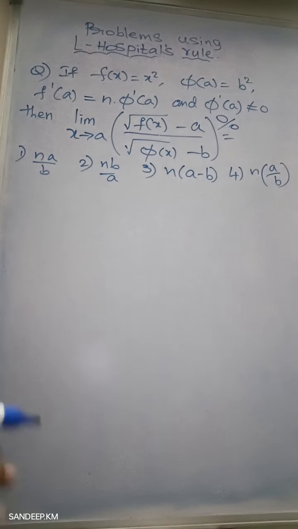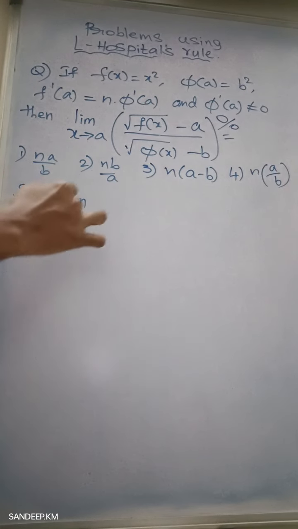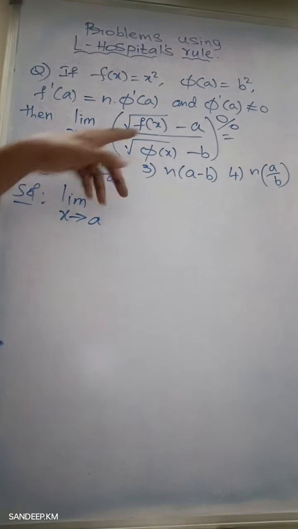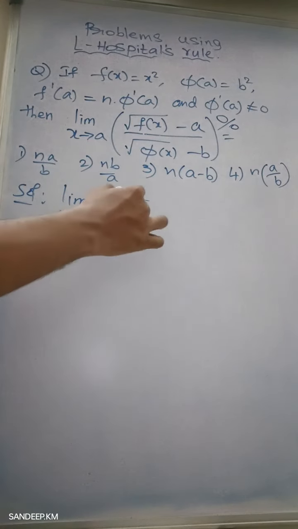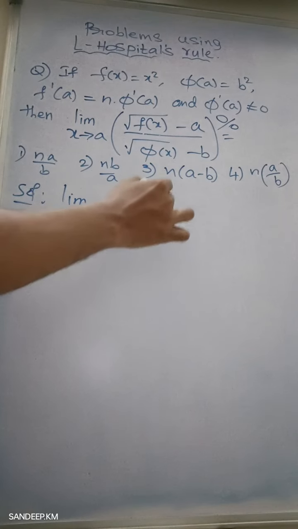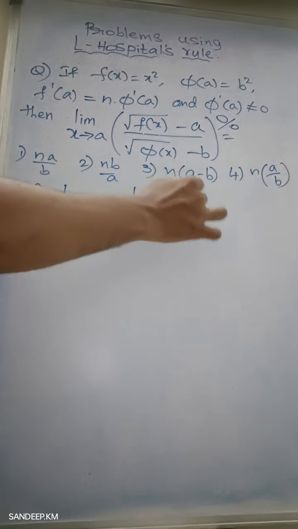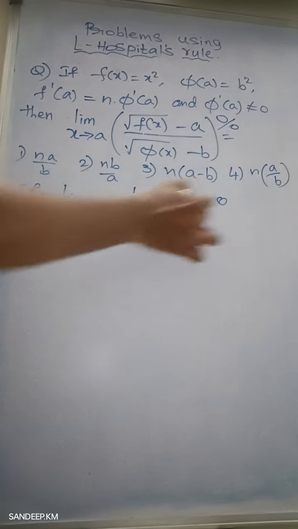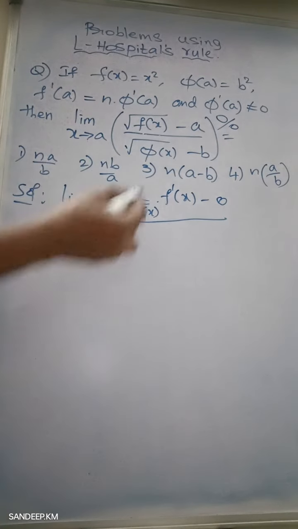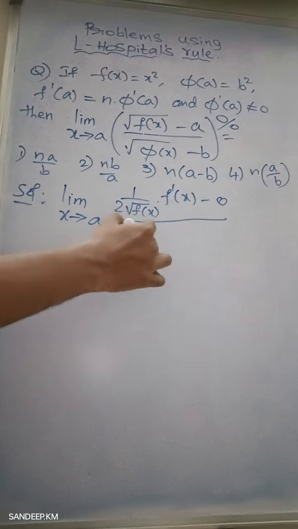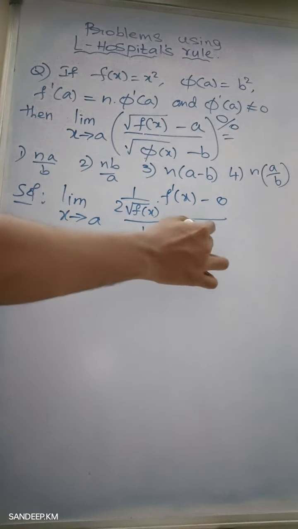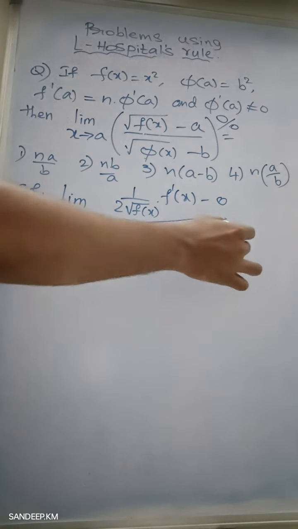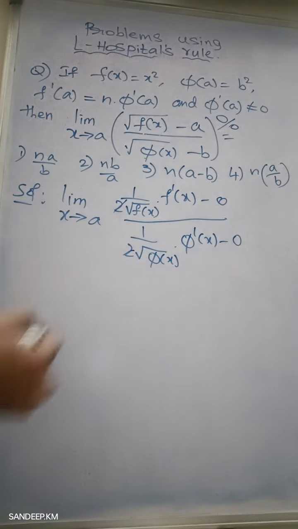So for this reason we are going to use L'Hospital's rule. So how do we use L'Hospital's rule here? Limit x approaches a, numerator derivative, root of f of x derivative is 1 by 2 root of f of x, and don't forget into f of x derivative, minus constant derivative is 0, whole divided by root of pi of x derivative is 1 by 2 root of pi of x, again into pi of x derivative, minus number derivative is 0. So 2 will get cancelled.